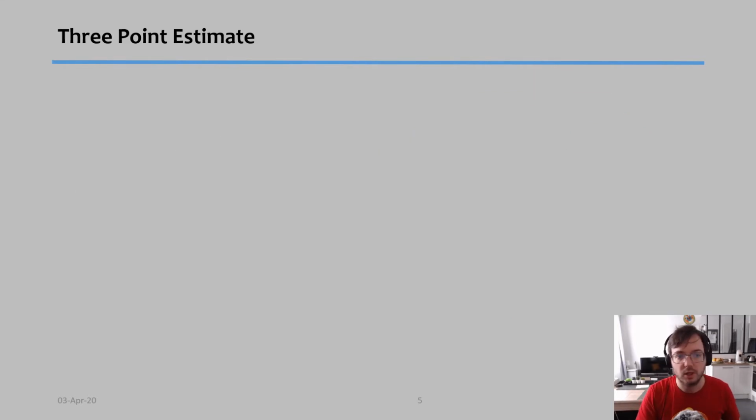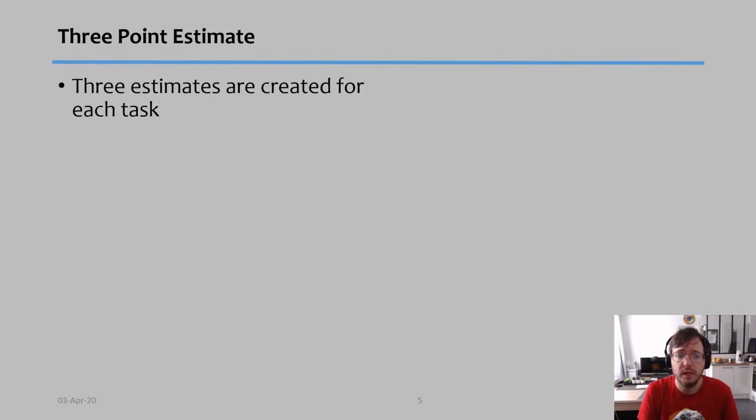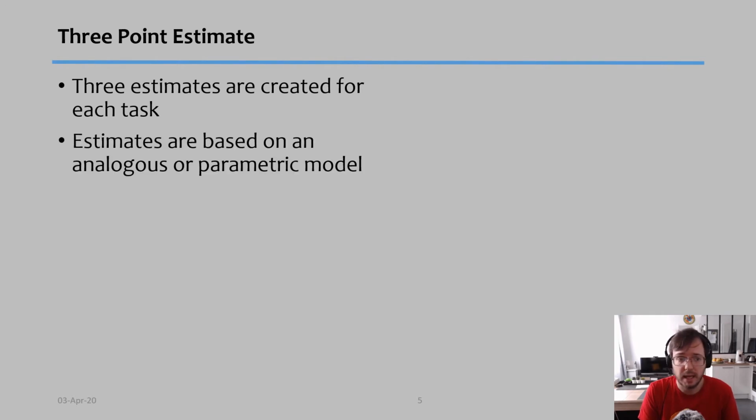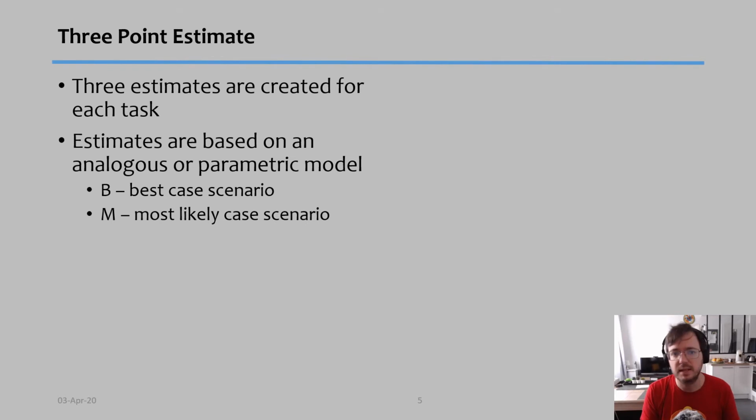The third one is called the three-point estimate. I like it personally and I use it quite a lot, but it does take a little more time. So we create 3 estimates for each task, and those estimates are based upon an analogous or a parametric model. So you cannot just immediately use this one. You need to have some idea of what you're doing in terms of the task. First scenario is called the best case scenario. The second is called the most likely case scenario, and it stands between the best and the worst case scenario.